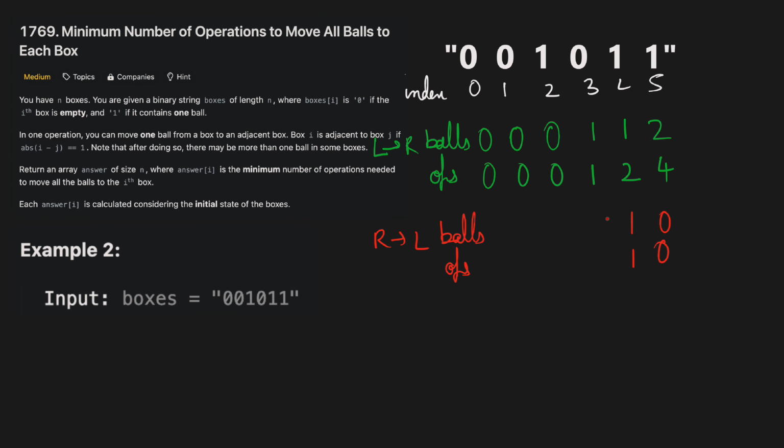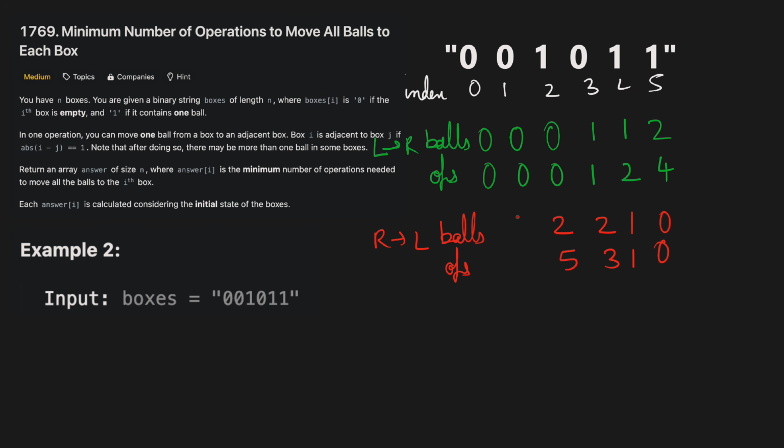Now we come to index 3. The number of balls on the right of it are 2 and the number of operations at the previous index was 1. Moving these 2 balls will require 2 additional operations, so the number of operations will become 3. Then we come to index 2. The number of balls on the right of it are still 2, but the number of operations will become 3 plus 2, that is 5, because we have to move 2 balls to the left, so that adds 2 operations more. So the number of operations now becomes 5.